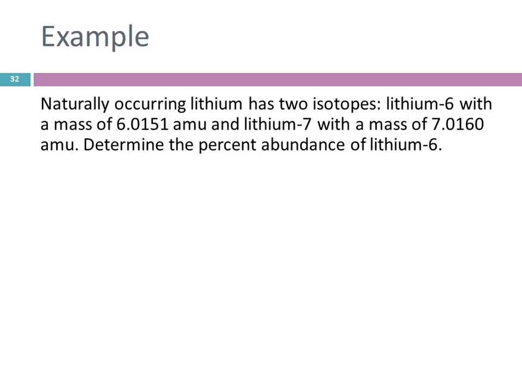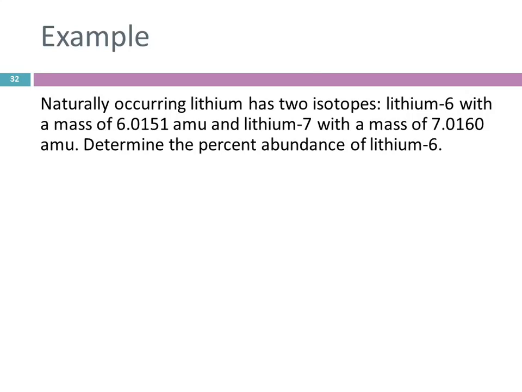Naturally occurring lithium has two isotopes. Lithium-6 with a mass of 6.0151 AMUs and lithium-7 with a mass of 7.0160 AMUs. Determine the percent abundance of lithium-6. So this has a lot fewer numbers in it, doesn't it? Well, let's kind of map out what we've got here. We've got lithium-6.